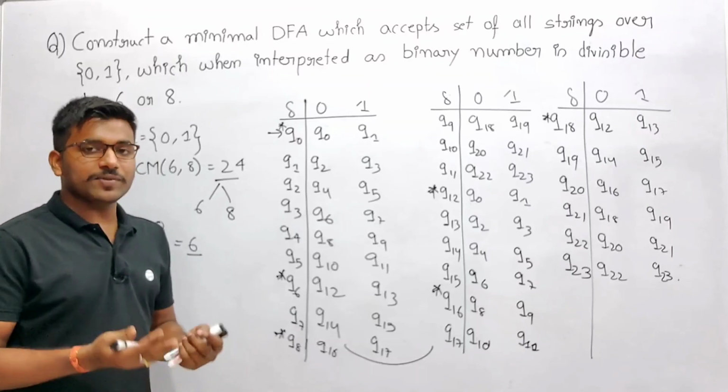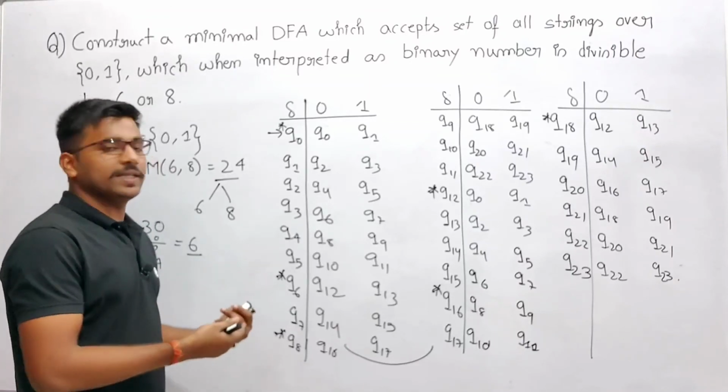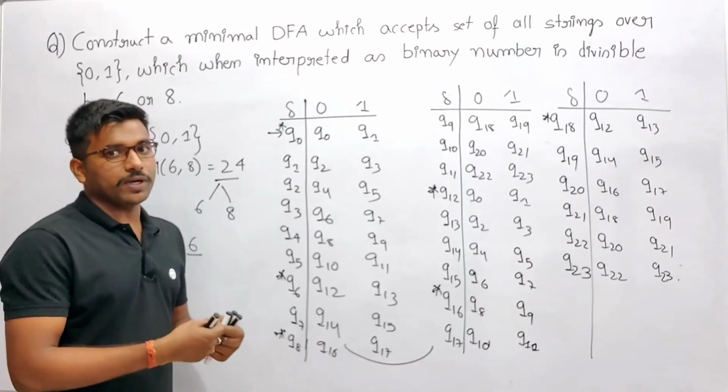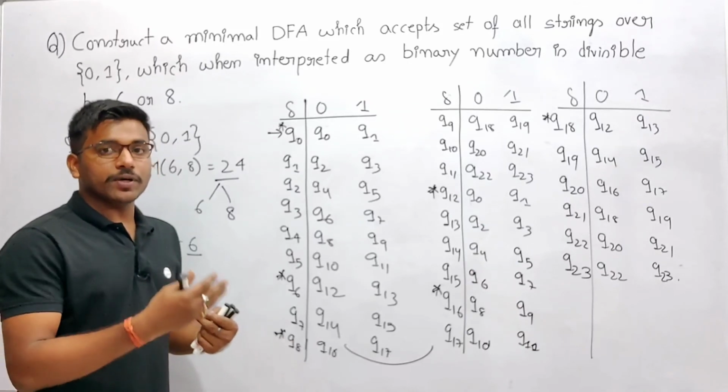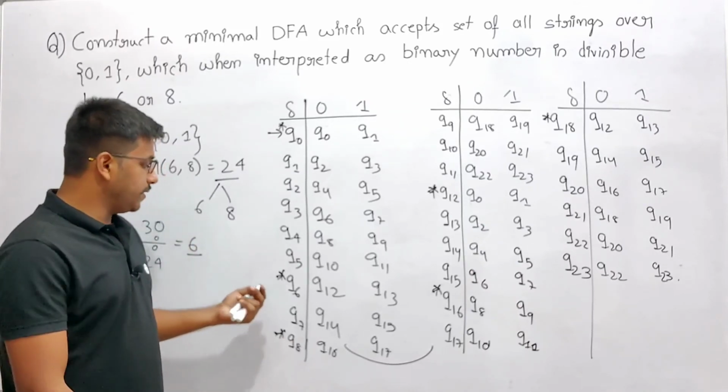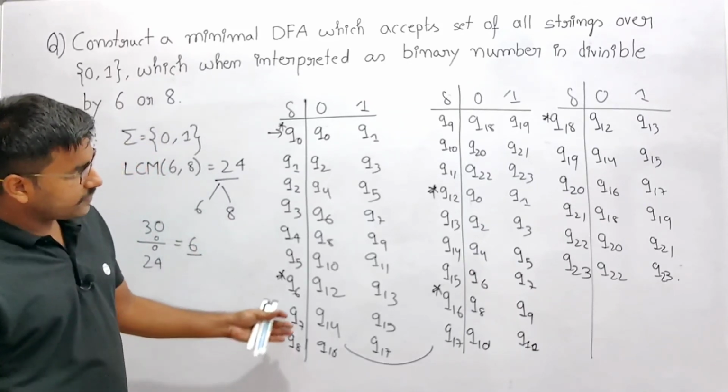So in the GATE exam they will ask what is going to be the minimum number of states and what is going to be the total number of final states. The final states you are getting here is 6.